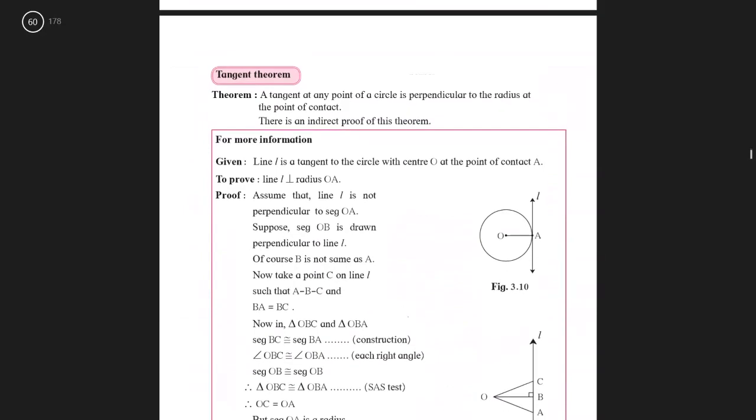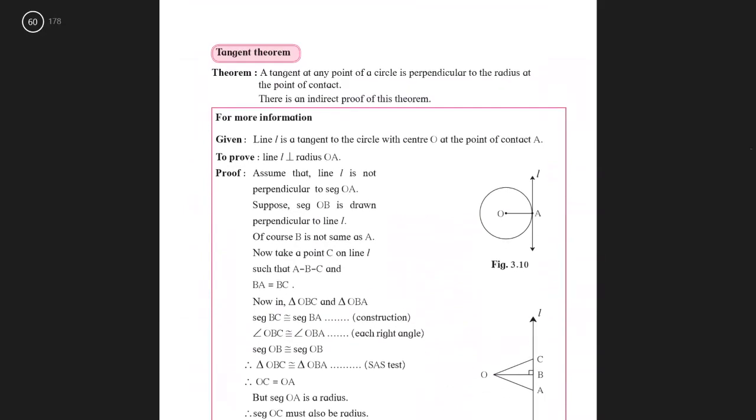Now the next topic that we come to is tangent theorem. Now here you just need to know the statement. A tangent at any point of a circle is perpendicular to the radius at the point of contact. Okay, so a tangent at any point of a circle is perpendicular to the radius at the point of contact.